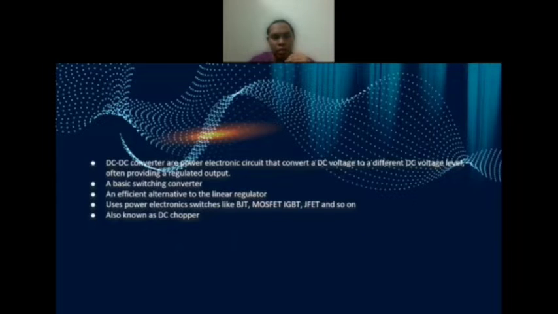A DC-DC converter is also used as a basic switching converter, where we can change the value that we want from the input that we have been given. It also functions as an efficient alternative to the linear regulator. It is also used with power electronic switches like BJT, MOSFET, IGBT, JFET, and so on. Right now for our project, we are using a MOSFET IGBT, for example, in the DC-DC boost converter.